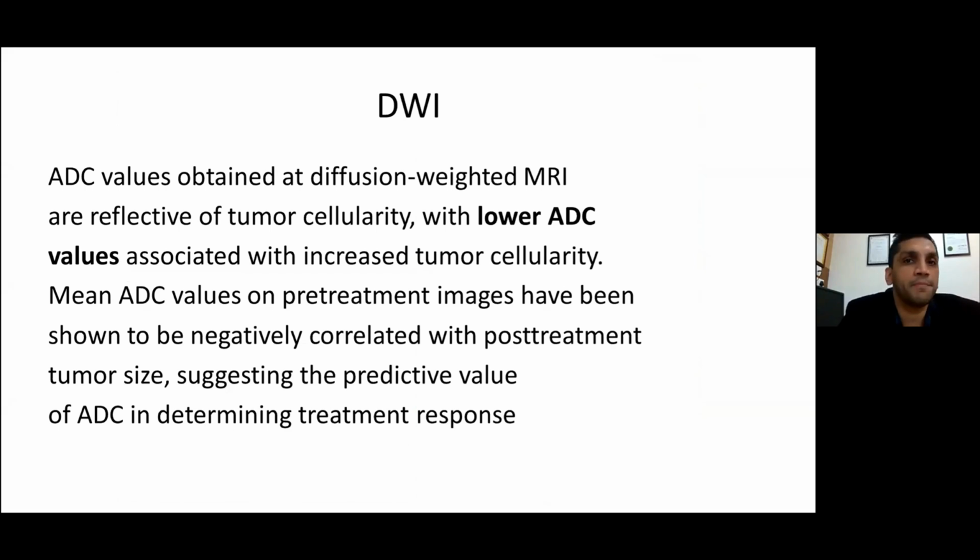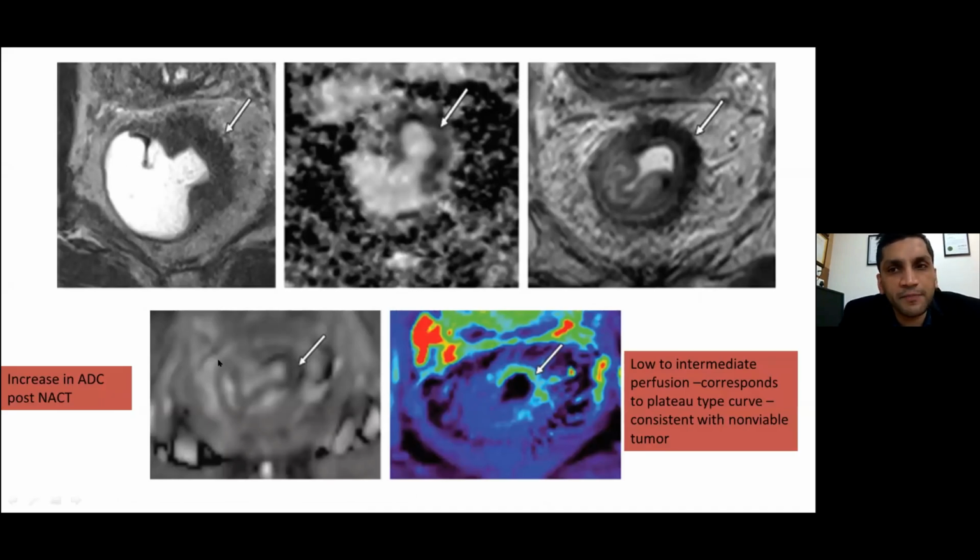So you should always compare the pre-treatment ADC values with the post-treatment ADC values, because that would suggest the predictive response of tumor response. In this particular patient, this is the pre-treatment imaging and post-treatment, there is an increase in ADC post-adjuvant, and low to intermediate perfusion corresponds to a plateau type curve, which is consistent with a non-viable tumor. If this had been reddish, that would mean rapid inflow and rapid washout, which would have suggested a viable amount of tumor in this patient.